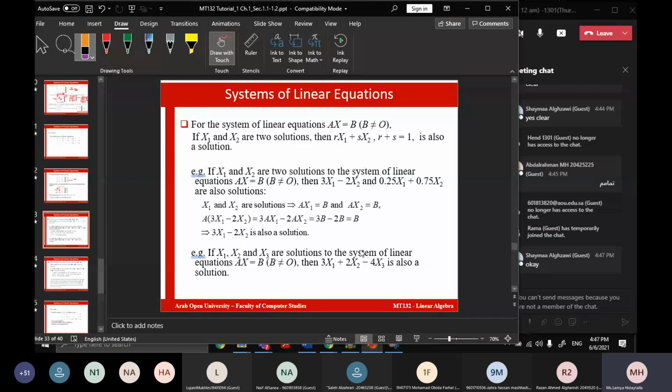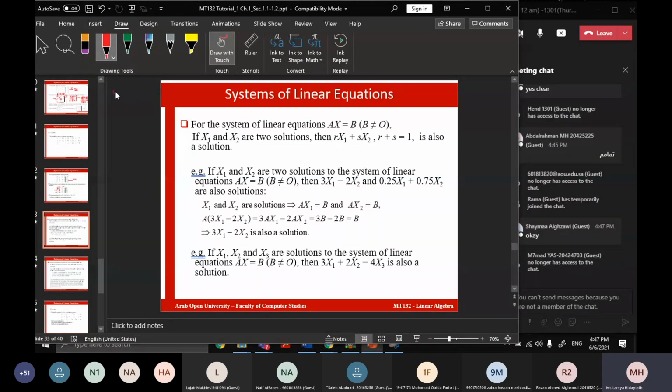Okay. Now, moreover, we knew that when we solve a system of linear equations, either you will get a unique solution, or infinitely many solutions, or no solution.